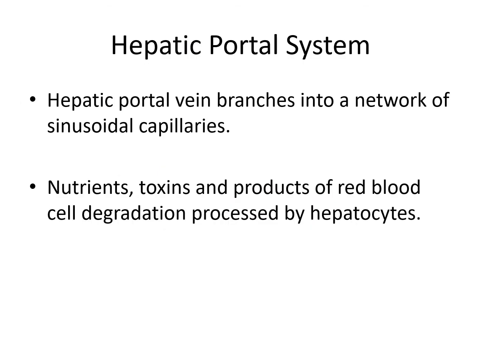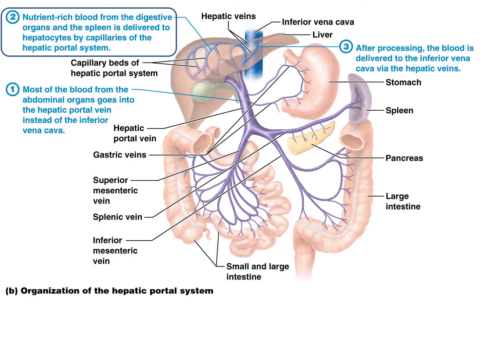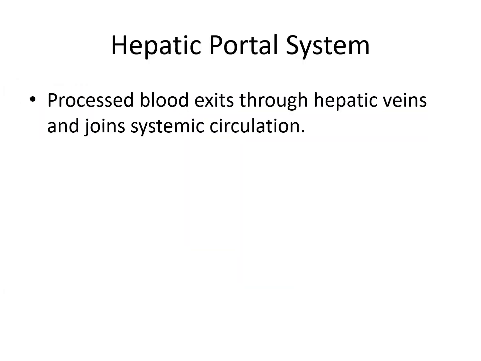The hepatic portal vein then branches into a network of sinusoidal capillaries in the liver. This is where nutrients, toxins, and products of red blood cell degradation are processed by the hepatocytes. Remember, the liver cells are called hepatocytes. And the nutrient-rich blood from the digestive organs and the spleen is delivered to the hepatocytes by the capillaries of the hepatic portal system. Finally, the processed blood exits through the hepatic veins and joins the systemic circulation.